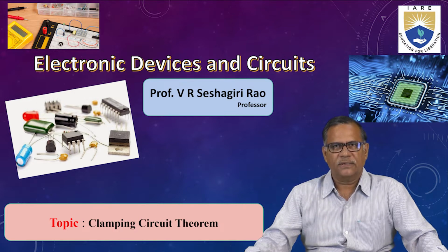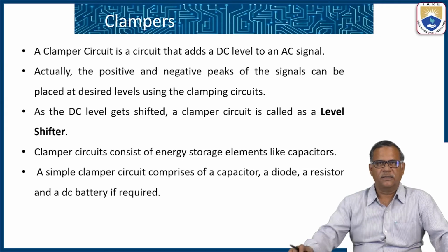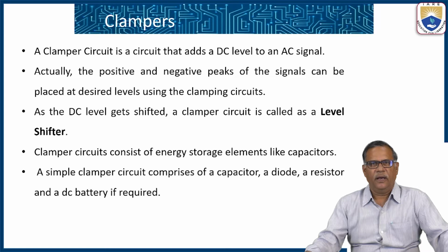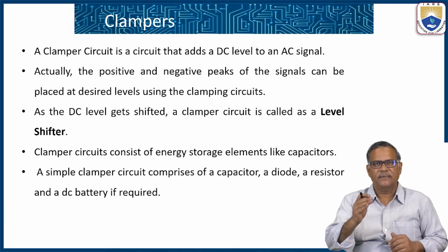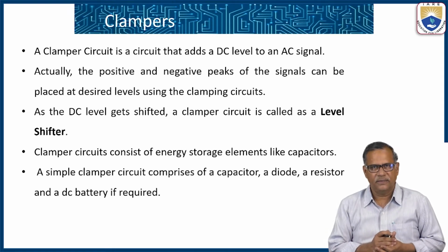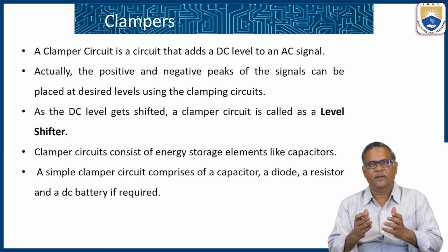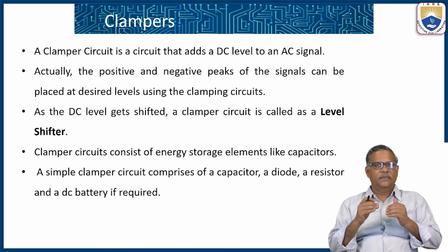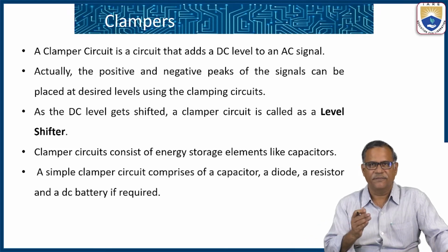Today, I am going to discuss the clamping circuit theorem. Before I discuss the clamping circuit theorem, I will just summarize the clampers. So, what is a clamper? A clamper is a circuit that adds a DC level to an AC signal. Actually, the positive and negative peaks of the signals you can shift as per the design of the clamping circuit. As the DC level gets shifted, the clamper circuit is also called a level shifter.